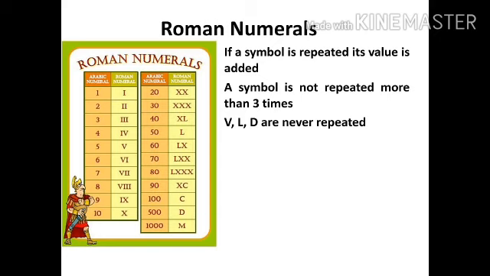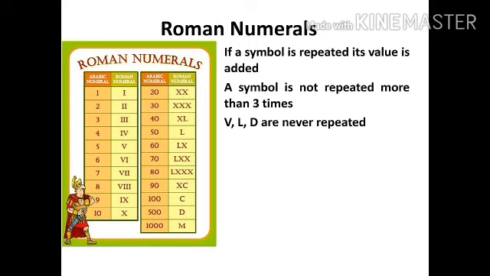Now, let us discuss the rules for forming Roman numbers. First is a set of rules of repetition. In that, the first one is, if a symbol is repeated, its value is added.